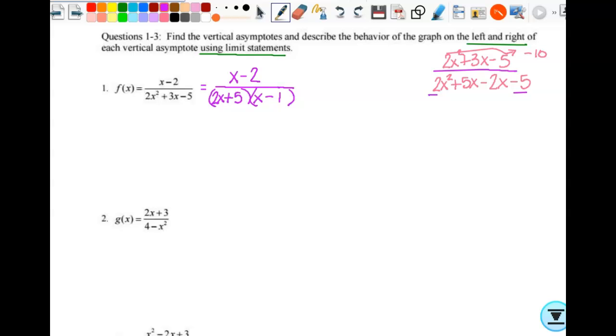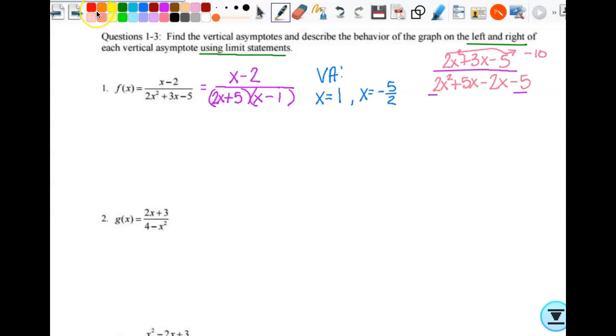Okay, so can I reduce anything? No. Which means I don't have any what in my graph? Holes. No holes, okay? That's not what this is asking, but that's something we need to know. So how many vertical asymptotes do I have? 2. So I have my vertical asymptotes at x equals what? 1. And x equals negative 5 over 2. Okay, so I found my 2 vertical asymptotes.